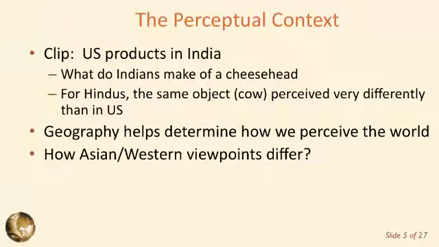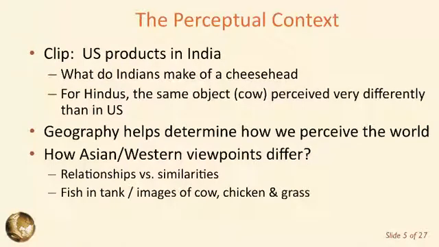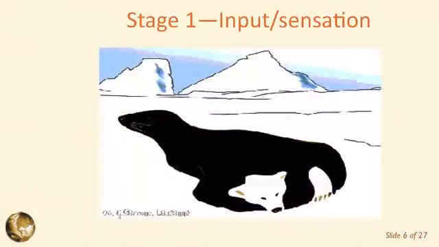in different parts of the world. The difference between perception of Westerners in general and Asians was discussed in the text, and I think there were interesting examples there of how we in the West tend to look for similarities and differences. That's how we tend to group objects together, whether they're alike or different, and how in Asia it's more likely that people look at relationships. There were interesting examples given in the text of a fish in a tank and three images of a cow, chicken, and grass, and how that's interpreted differently in different cultures.